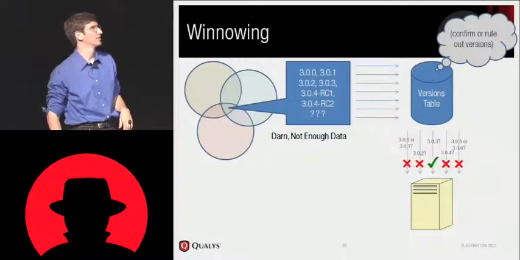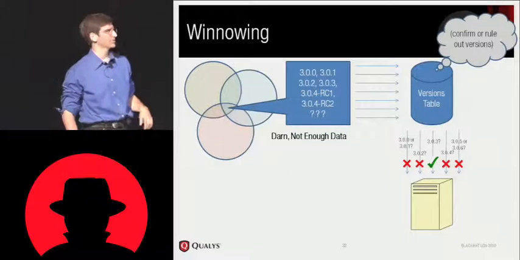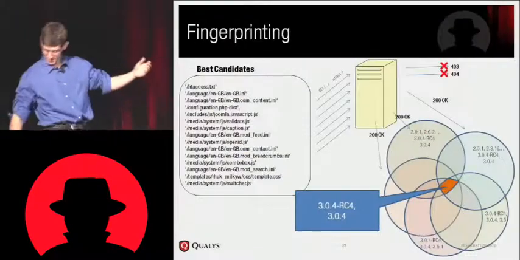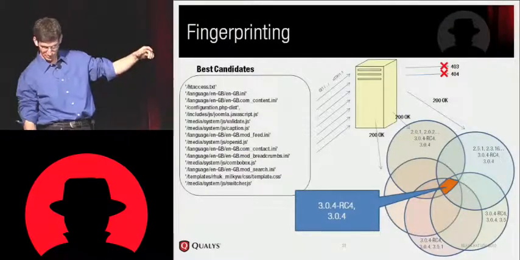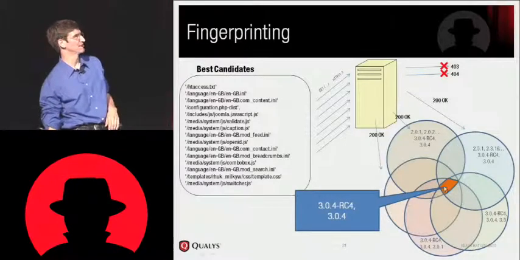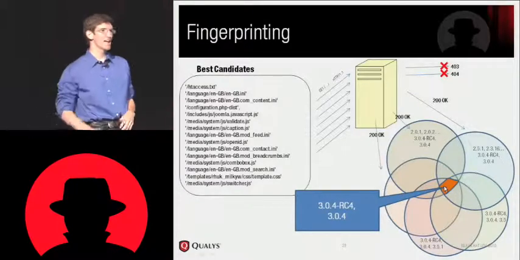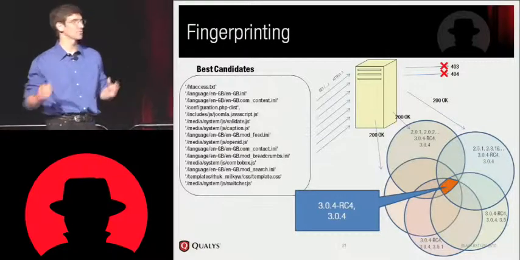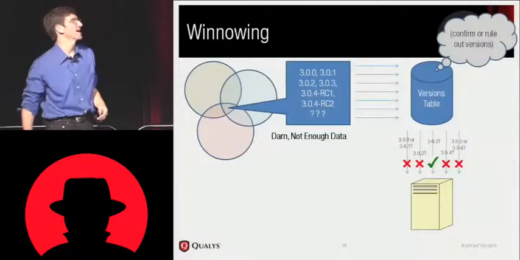Okay. So for example, if we'd done that and this inner circle, or this inner area, was too large, and it's not useful enough for our purposes, whatever our purposes are, we can turn around and winnow.